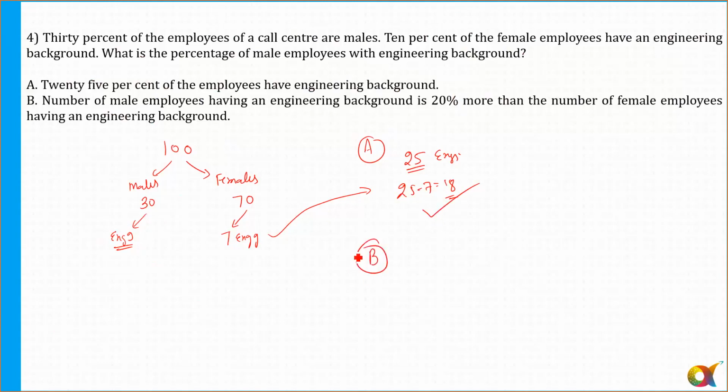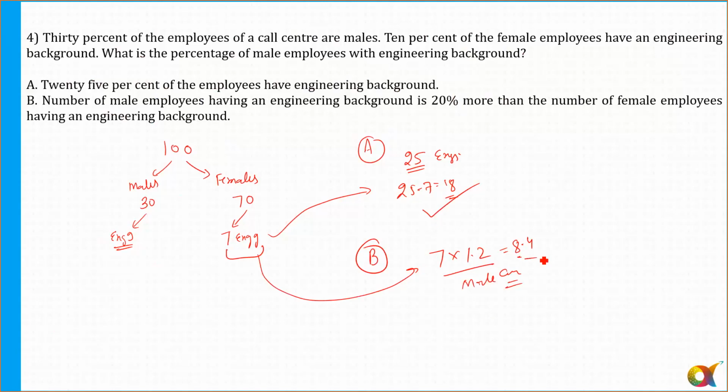Now let's take statement B individually. The number of male employees having an engineering background is 20% more than the number of female employees having engineering. Okay. So the female employees with engineering background are 7, so the number of males will be 7 and it is 20% more, so that is 7 into 1.2. This is the total number of male engineers, which is 8.4. Remember, here we have just assumed 100. It has to be an integer, but you can say 100x or 8.4x and so on.